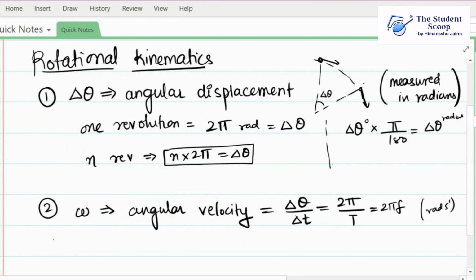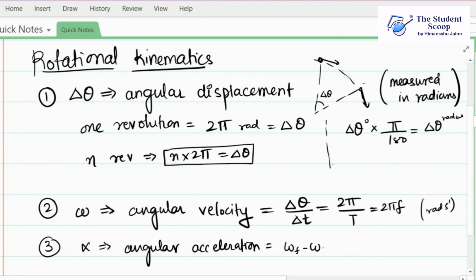And another thing that we need to know is alpha. Alpha is angular acceleration. Angular acceleration is the rate of change of angular velocity. So final minus initial upon time, if you take, that is the angular acceleration. Its unit is radians per second square.